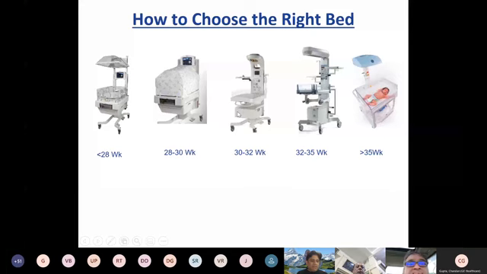So now we will move on to the next topic. I request Mr. Raghavendra B to speak on the air conditioning system, OT doors, and hospital wall paneling, and how to choose the parameters to look into. So, Mr. Raghavendra?